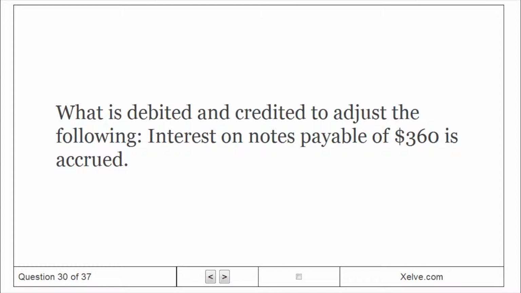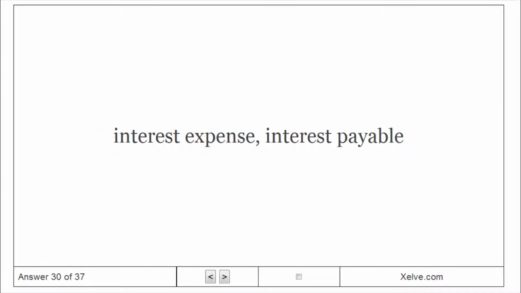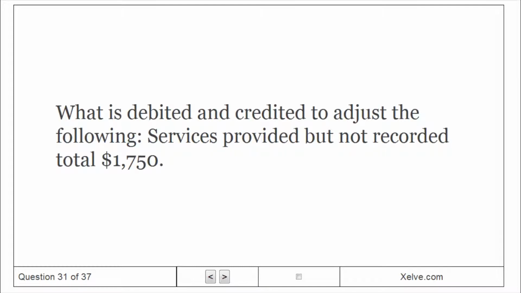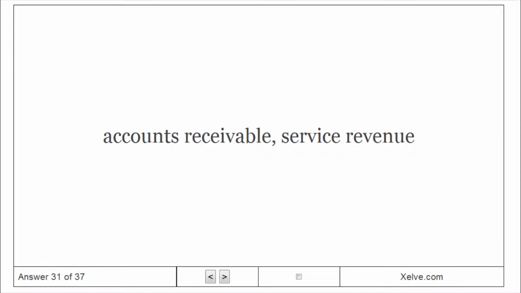What is debited and credited to adjust the following? Interest on notes payable of $360 is accrued. Interest expense, interest payable. What is debited and credited to adjust the following? Services provided but not recorded total $1,750. Accounts receivable, service revenue.